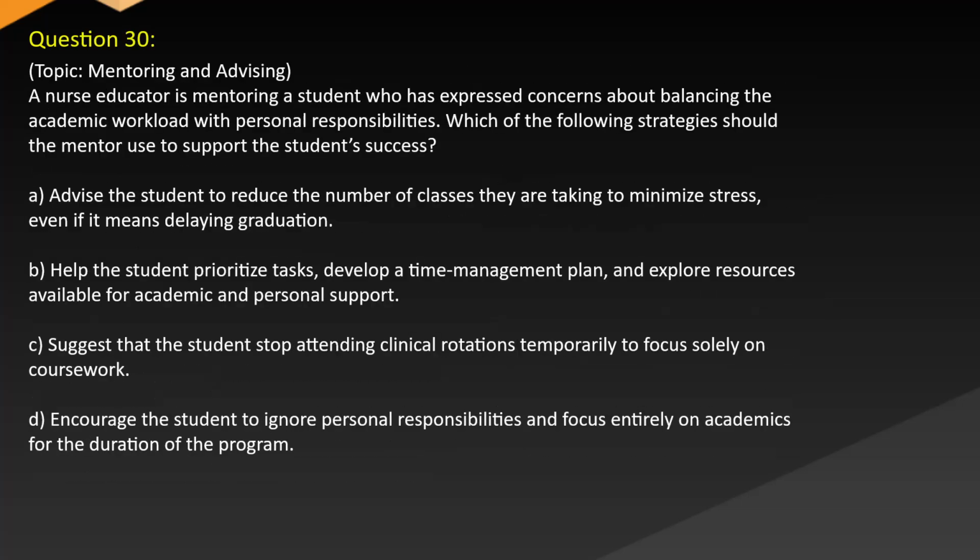Question 30. Topic: Mentoring and advising. A nurse educator is mentoring a student who has expressed concerns about balancing the academic workload with personal responsibilities. Which of the following strategies should the mentor use to support the student's success? A. Advise the student to reduce the number of classes they are taking to minimize stress, even if it means delaying graduation. B. Help the student prioritize tasks, develop a time management plan, and explore resources available for academic and personal support.